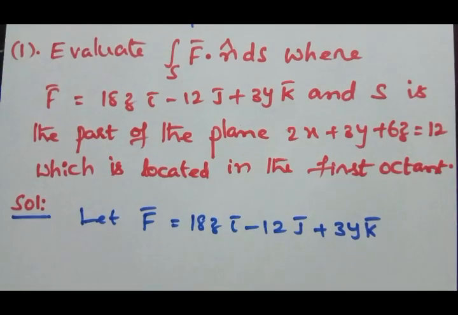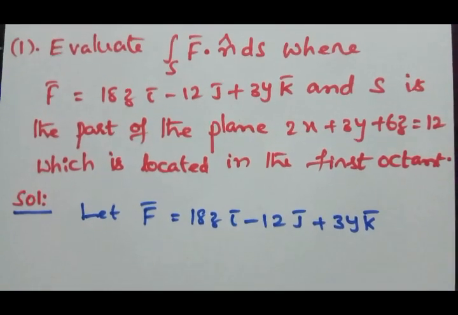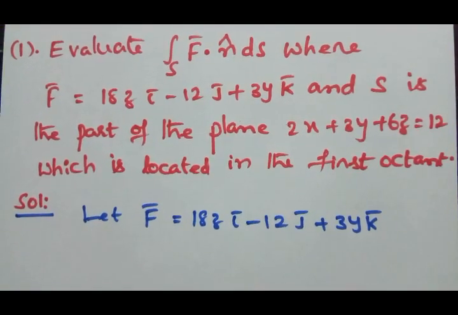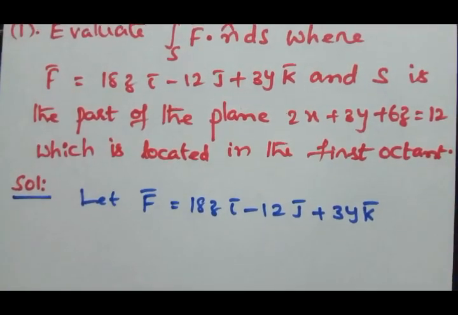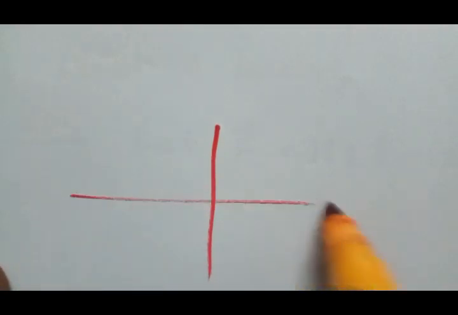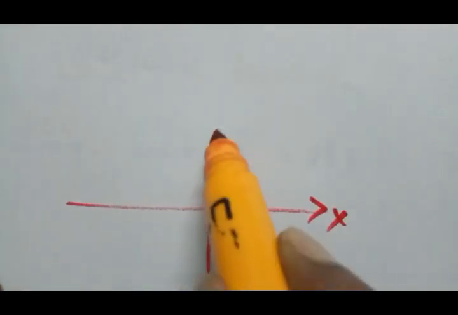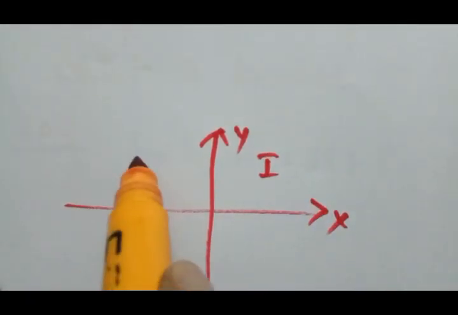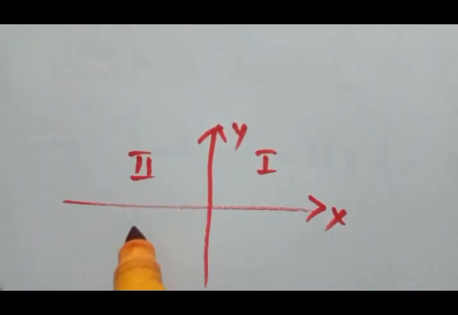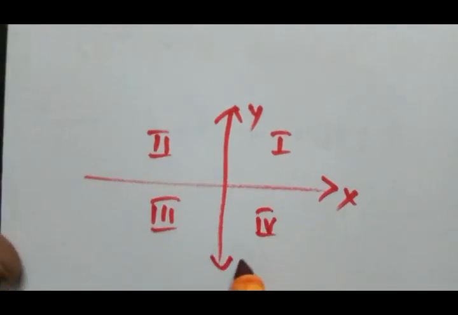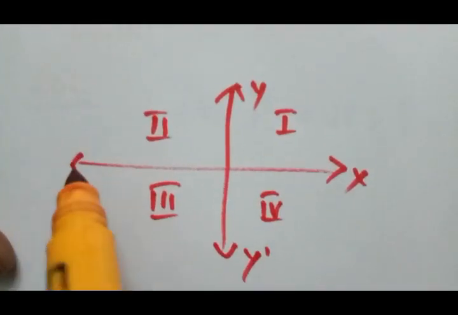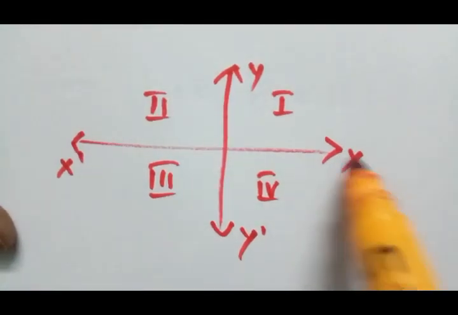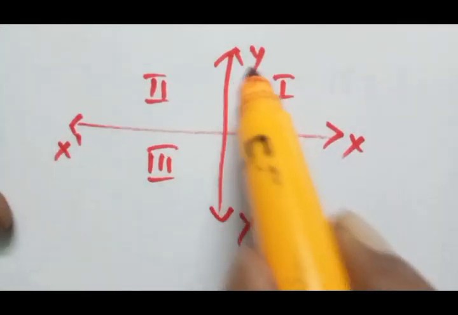What is first octant? In the two-dimensional geometry, we know that with the x-axis and y-axis, this is the first quadrant, this is the second quadrant, this is third quadrant, this is fourth quadrant. Here, in the first quadrant, positive x-axis, positive y-axis.